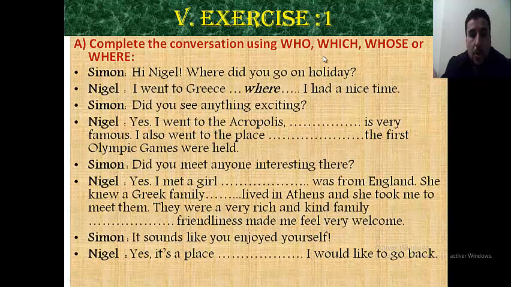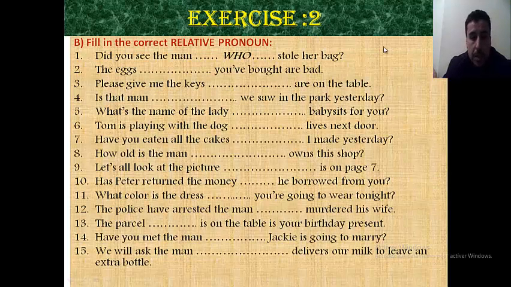This is an example where you should only use who, which, whose, or where. For example, I went to Greece. Greece is a place where I had a nice time. You are going to fill the gaps here using either who, which, or whose. The same here. You are going to fill the gaps with an appropriate relative pronoun: who, which, whom, or whose, depending on what we have here.